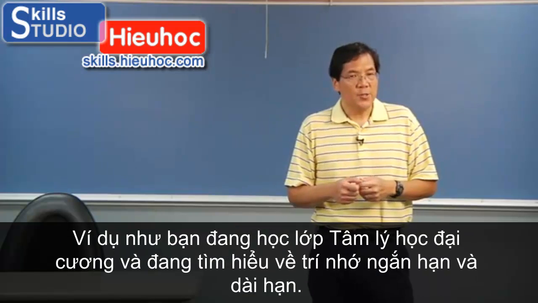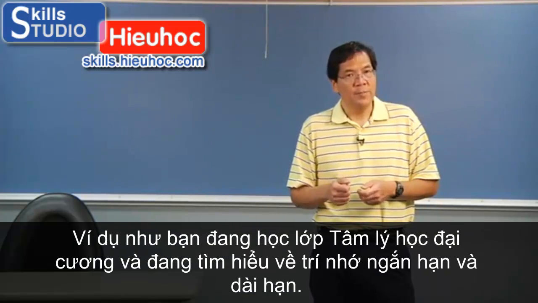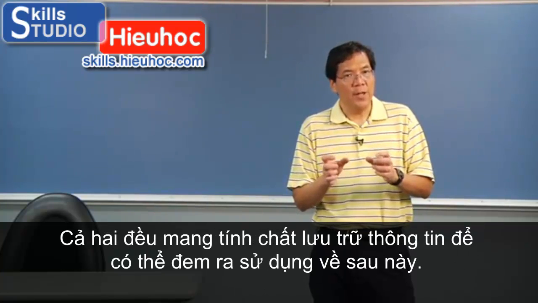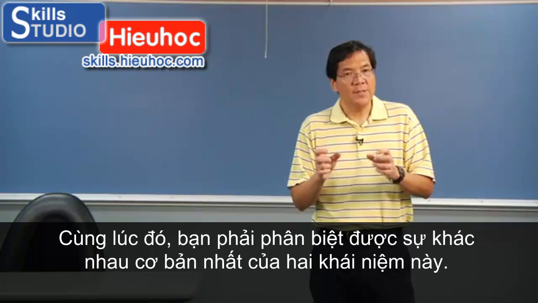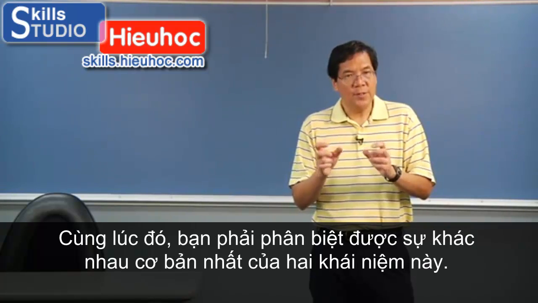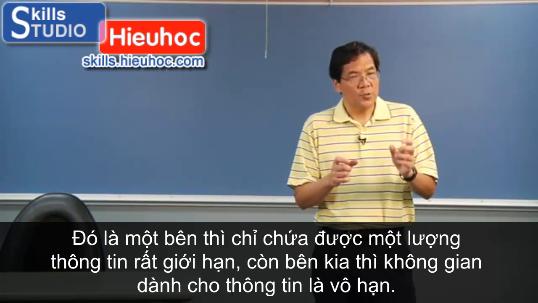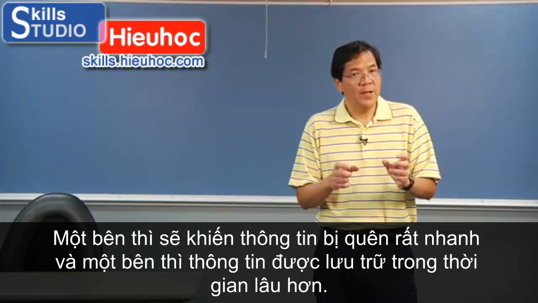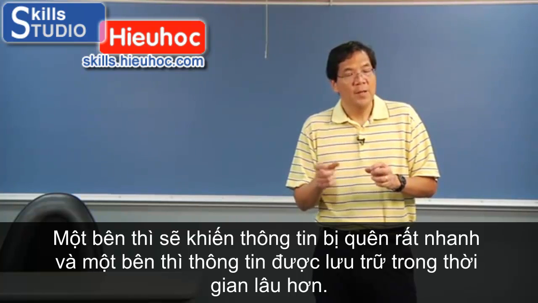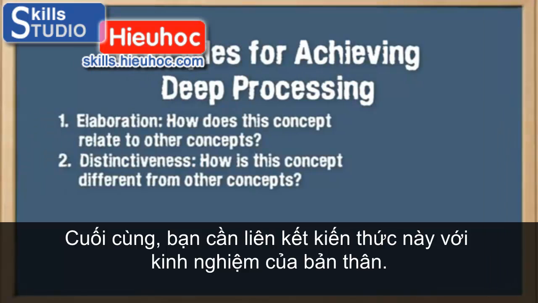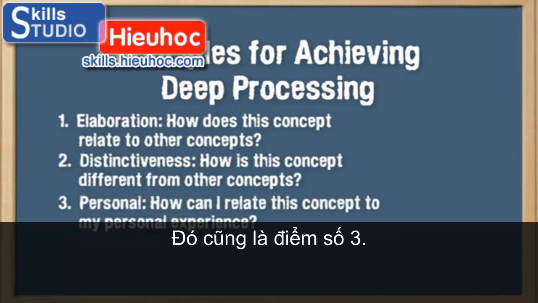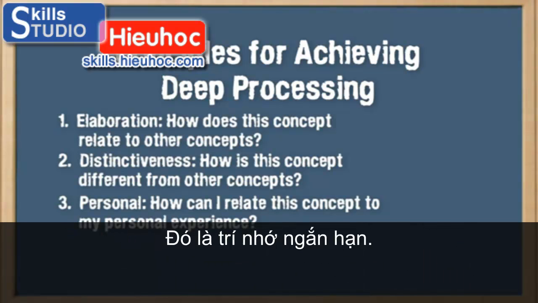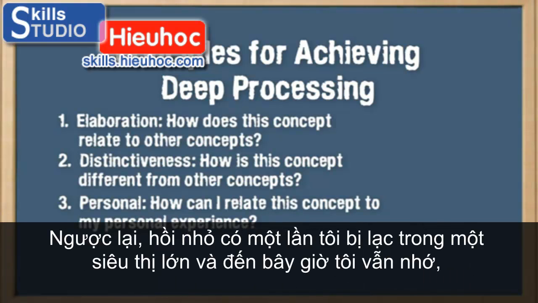Say you're in a general psychology class and you're learning about short-term and long-term memory. You elaborate the two by relating them together. They both hold information for later use. You also emphasize the distinctiveness between the two by focusing on the key differences. One has a limited capacity, the other has an unlimited capacity. One has very rapid forgetting, the other has much slower forgetting. Finally, you relate it to your own personal experience. I meet people at parties, I forget their names a few seconds later because of short-term memory. I still remember that time I got lost in the mall as a child because of long-term memory.